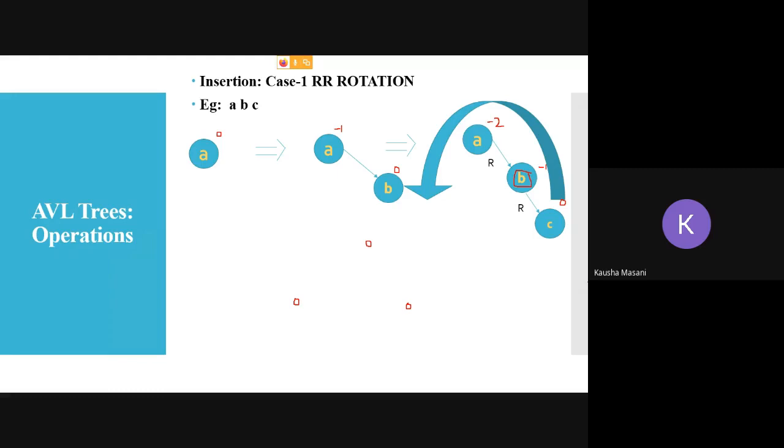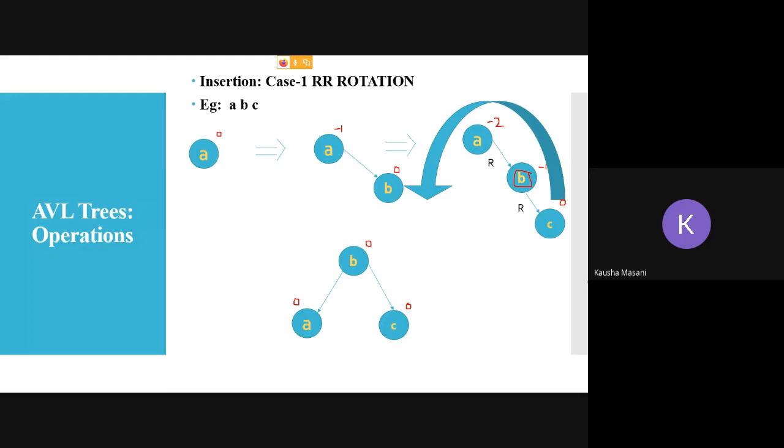No, you have to rotate with the help of the median. Which is the median value out of these three? B. Correct. B is the median value. So what you are going to do basically is pull this median value up. When you pull this median value up, automatically A comes on the left side, C comes on the right side. You moved your B such that now it becomes the parent node.